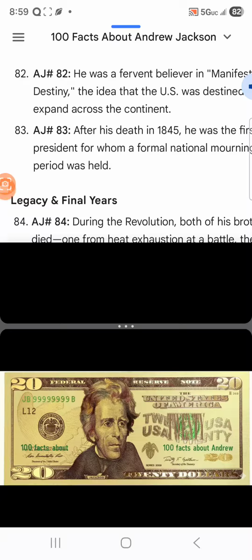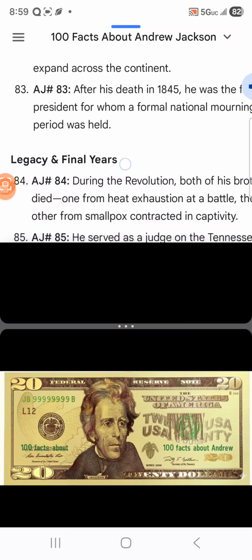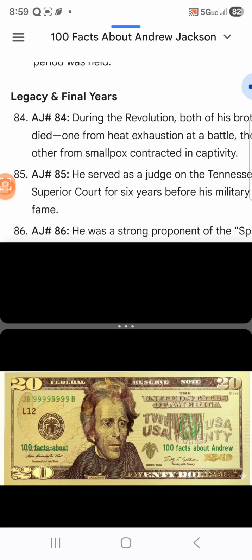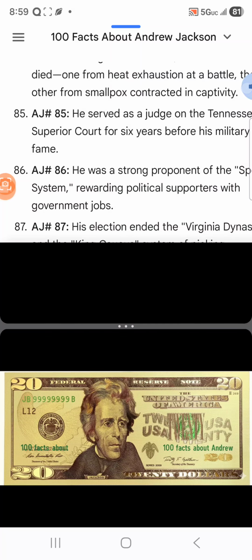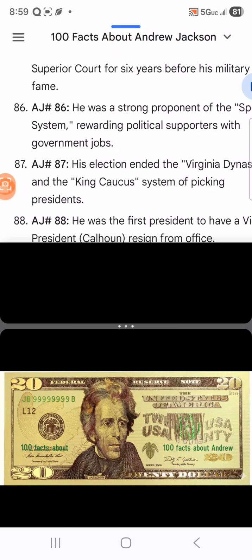That is crazy. So nobody had a formal mourning period for George Washington. 84. AJ number 84. During the Revolution, both of his brothers died, one from heat exhaustion at a battle, the other from smallpox contracted in captivity. 85. AJ number 85. That is crazy. I have a brother that was sentenced to prison for murder, but this is something new.